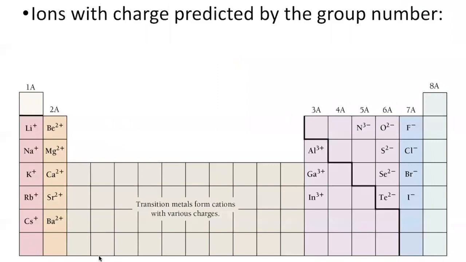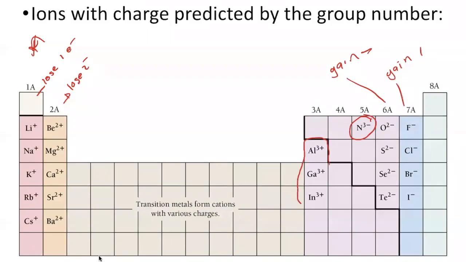This I highly encourage you to memorize. These are the charges that elements like to form. Lithium, sodium, potassium, those like to lose one electron. These like to lose two electrons. These like to gain one, gain two. This one likes to gain three. These ones are interesting. They like to lose. So aluminum likes to lose three, gallium three, and so on. So it's important for you to memorize this. It's going to be very helpful for you.